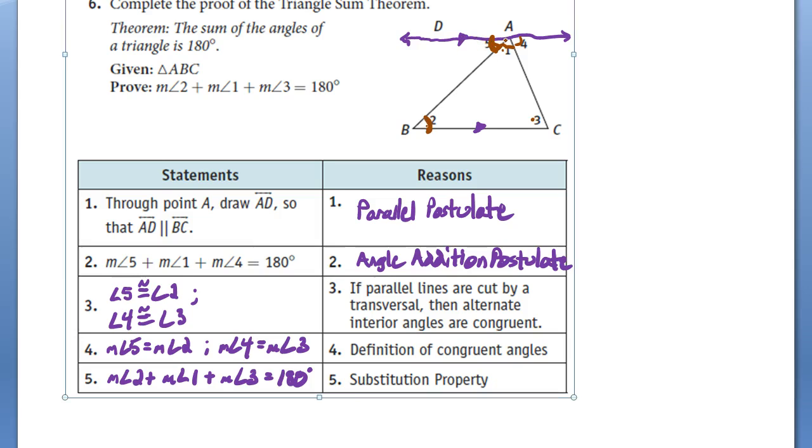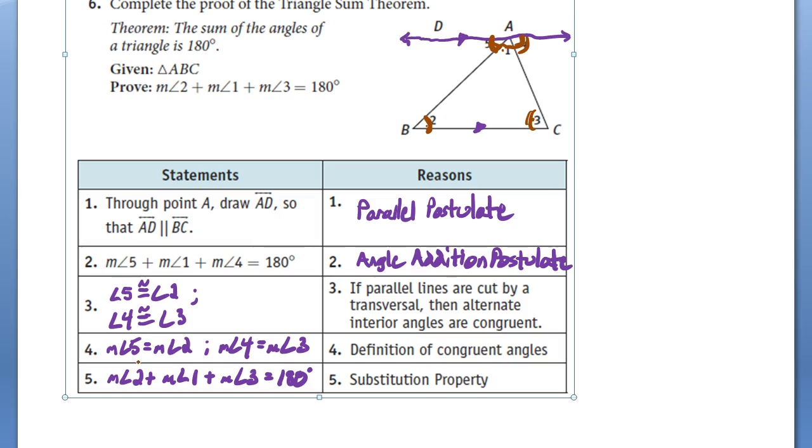These are alternate interior angles within these parallel lines. Do you remember that topic from several lessons ago? We have parallel lines, and we have these alternate interior angles, they will be congruent. For the same reason, we can say that angle 4 is congruent to angle 3. 4 and 3 are alternate interior angles between the purple line and then that bottom line there.